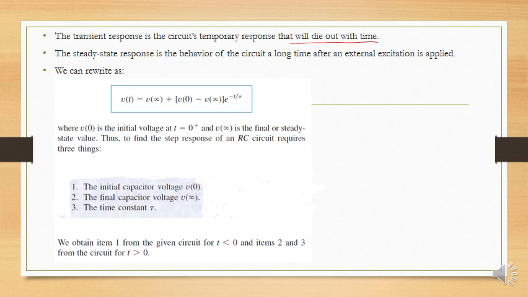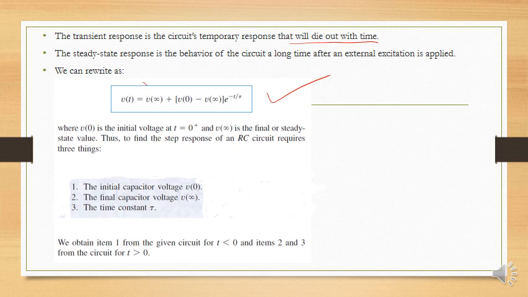The steady state response is the behavior of the circuit a long time after the external excitation is applied. Means the second response, that is the steady state response, when excitation is applied for a long period of time. So this one is again our V of t, V of infinite, or V of t greater than 0.